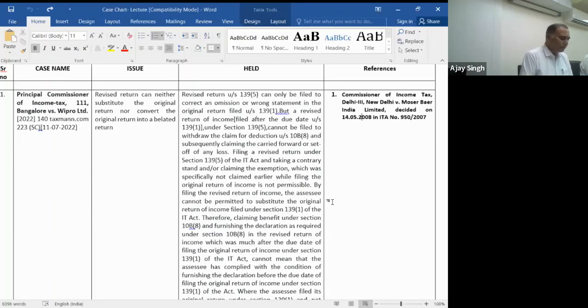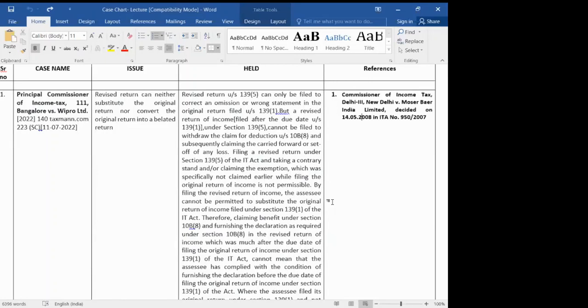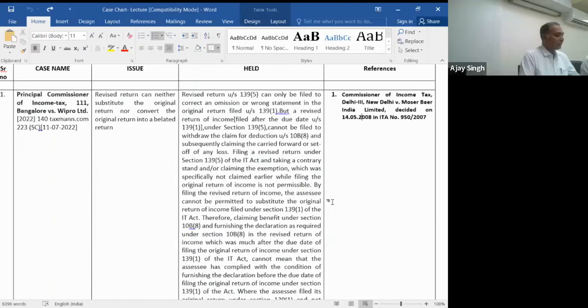Further, the court also observed that filing a revised return under Section 139(5) of the Income Tax Act and taking a contrary stand, claiming the exemption which was specifically not claimed earlier while filing the original return of income, is not permissible. The court also dealt with the requirement of 10B(8), whereby it observed that where the assessee filed its original return under Section 139(1), even the submission of the assessee that it was not necessary was not accepted.